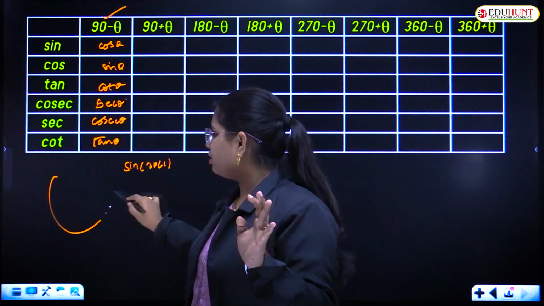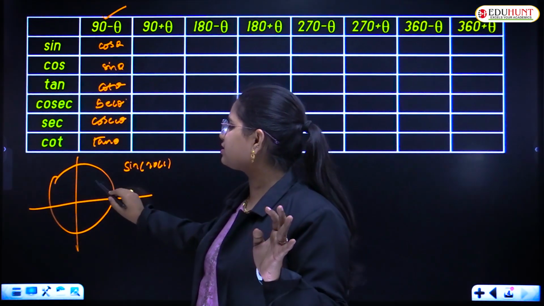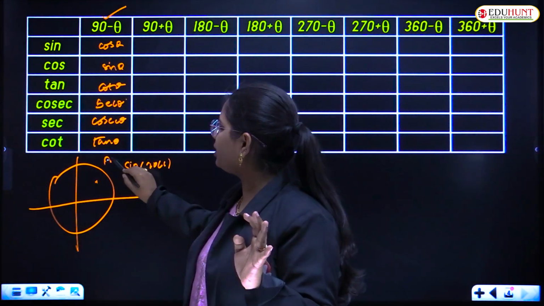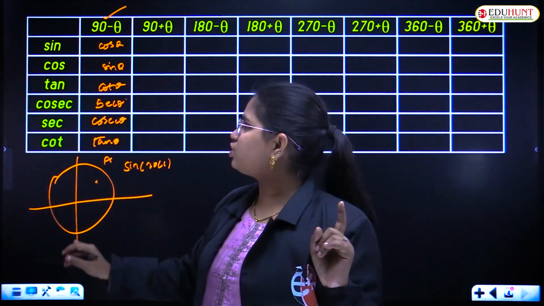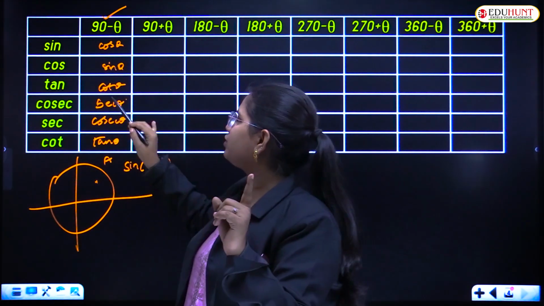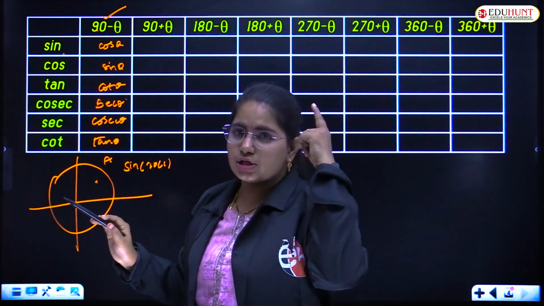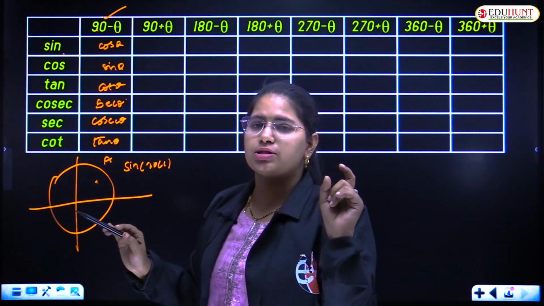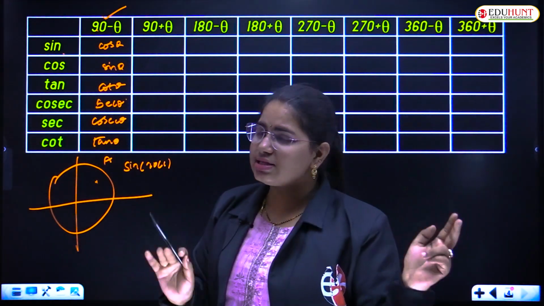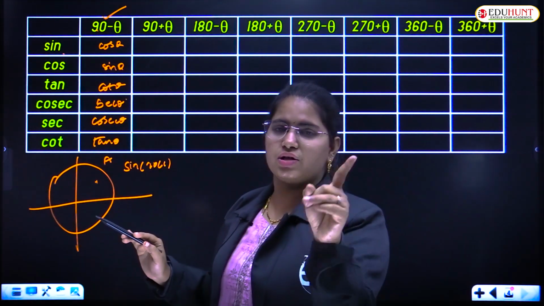And remember, what about the signs? 90 minus theta lies in the first quadrant, right? So all trigonometric ratios will take positive values. So I am not keeping any minus here. The first point you should carry in your brain: for sin(90 minus theta), you need to check whether it is an odd multiple or an even multiple. If it is an odd multiple, the function will change.